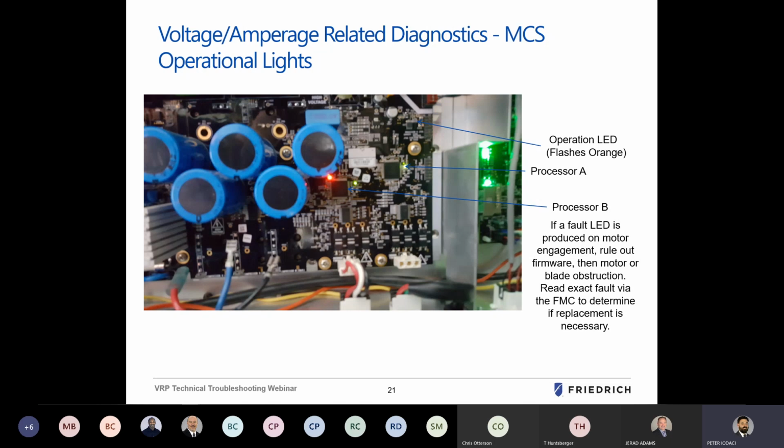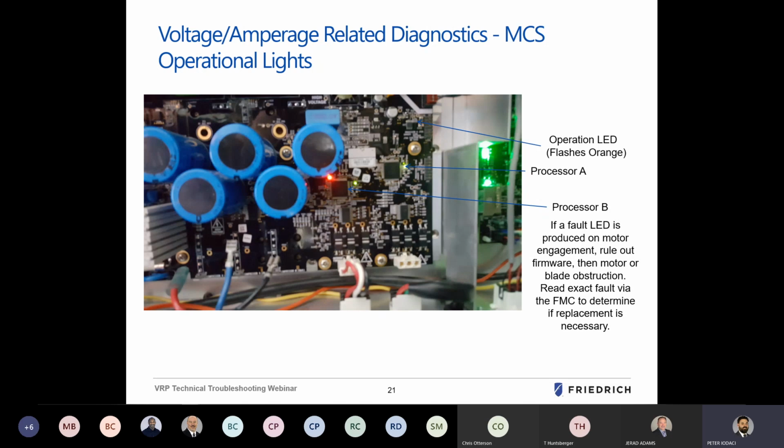One of the things about ruling out the board versus the motor is to see when you get a fault. You can see here that I have a red LED above one of the processors. This is telling me that that processor hit a fault when it tried to start that motor. So when that light shows up is probably a pretty good indication of whether it's the board or the motor.